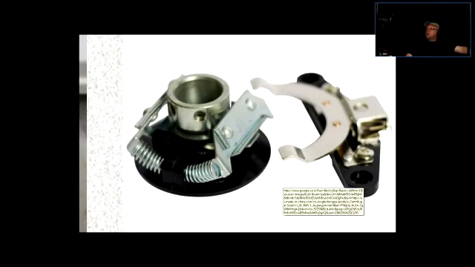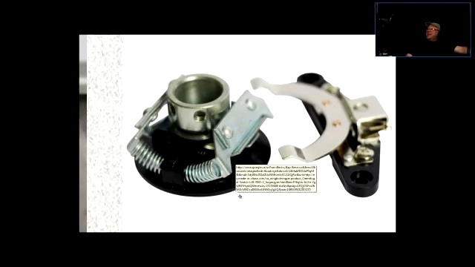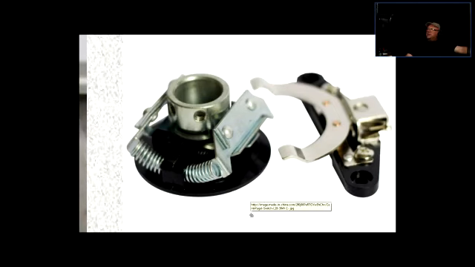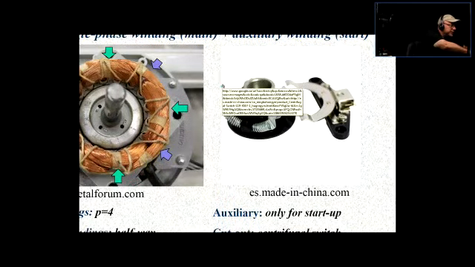So how does this centrifugal switch work? If this centrifugal switch is not spinning, then the contacts are closed. But once it starts spinning and reaches a certain speed, then the contacts become open. All right. Also put that in the back of your mind here.